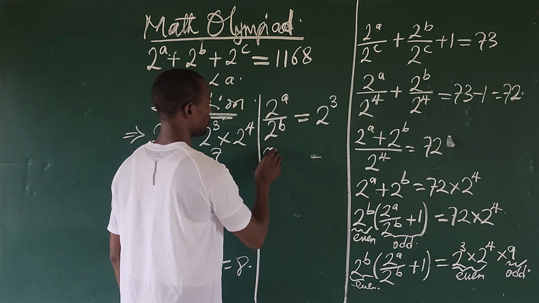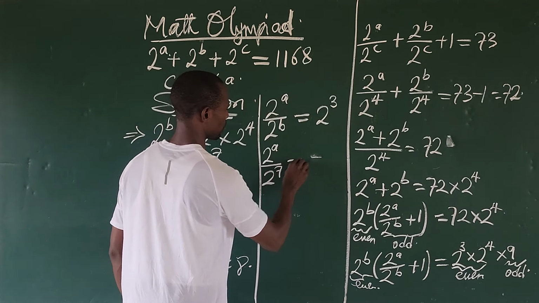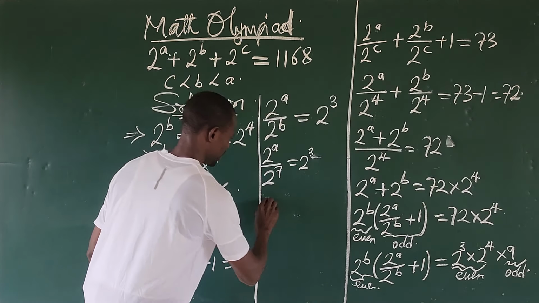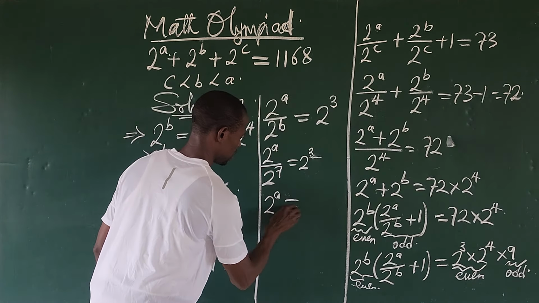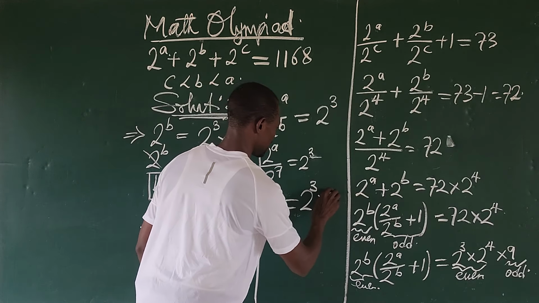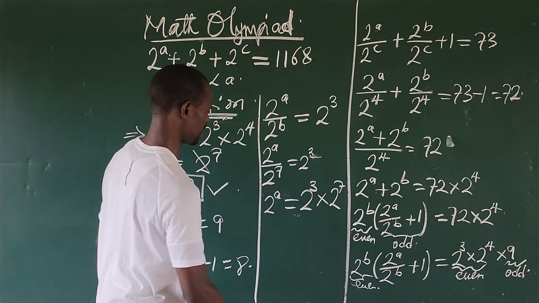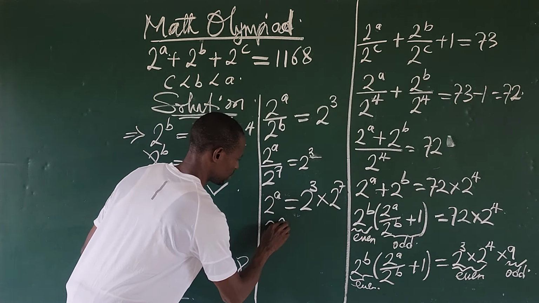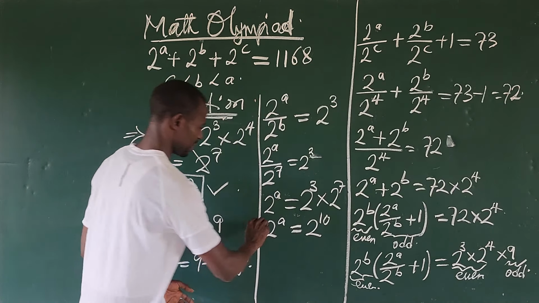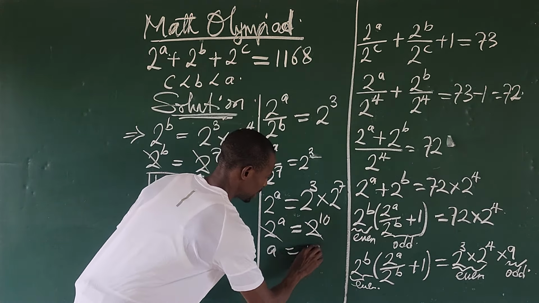So this is going to give us 2 to the power of A all over 2 to the power of 7 equal to 2 to the power of 3. It's 3, please. So this will now give us 2 to the power of A is equal to 2 to the power of 3 times 2 to the power of 7. Again, the bases are the same, so we can add the exponents. So we now have 2 to the power of A is equal to 2 to the power of 10. Easy. So again, this leaves the system. So we're now having A is equal to 10.